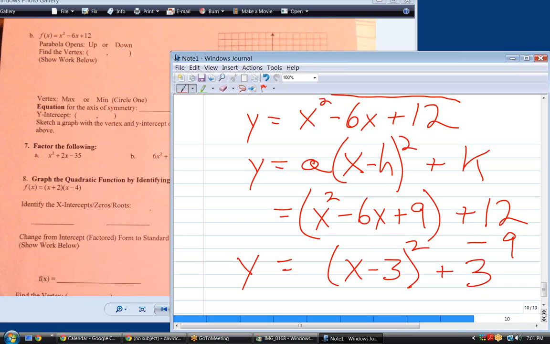Now you're looking at the vertex. There's h, there's k. So to my thinking, figuring out the vertex of this thing was actually easier by completing the square than it was to do the minus b over 2a.